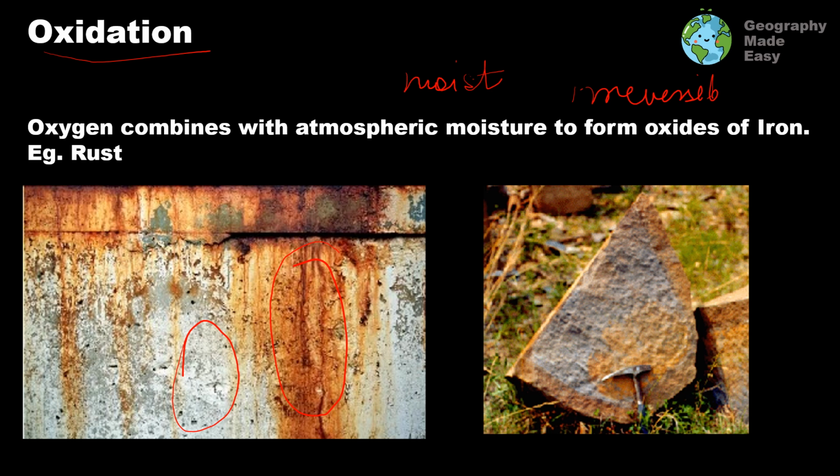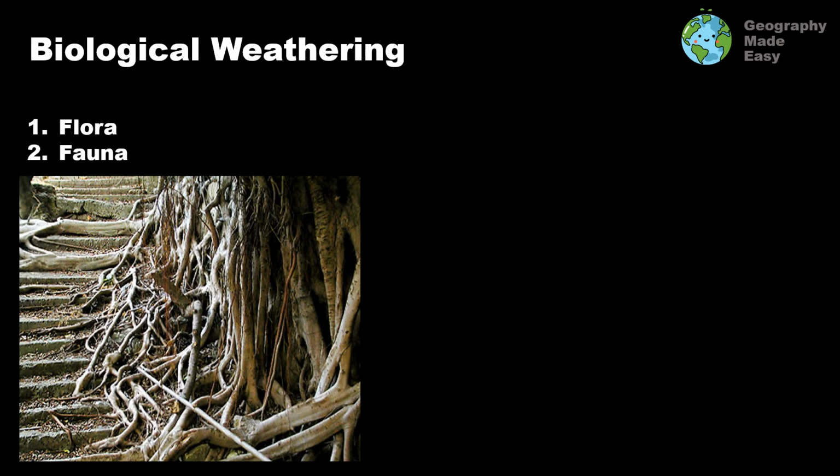So we cannot get back the iron from the rust. Once the rusting has begun, the process will continue. We cannot get back the original iron from the rust. So now we come to biological weathering. What is biological weathering? Biological weathering is when living organisms, and in this case we limit ourselves to flora and fauna, plants and animals, help in the breakdown of rocks.